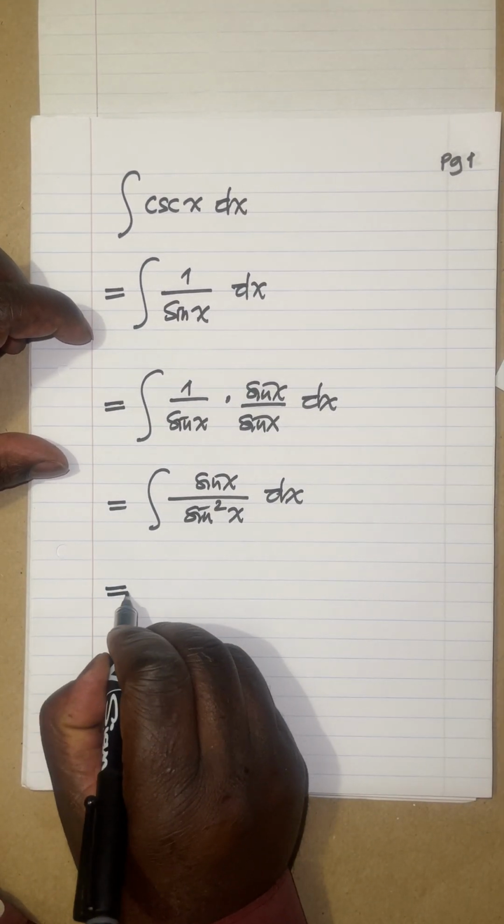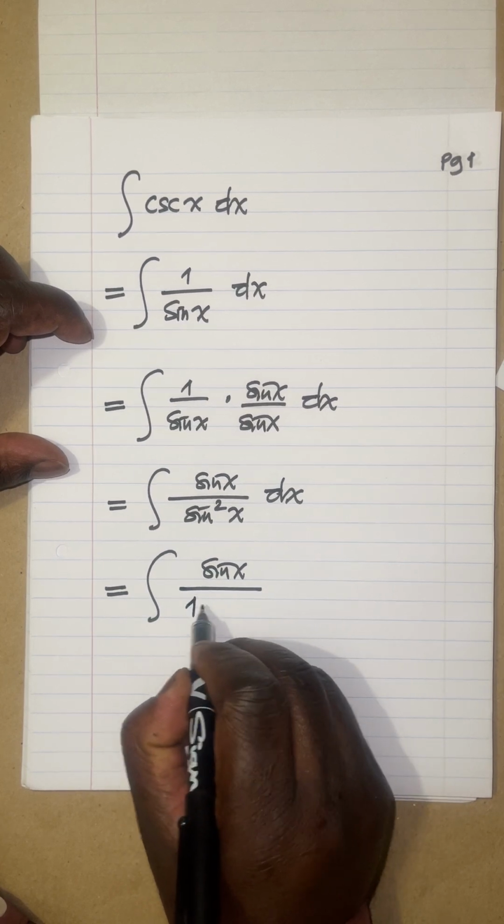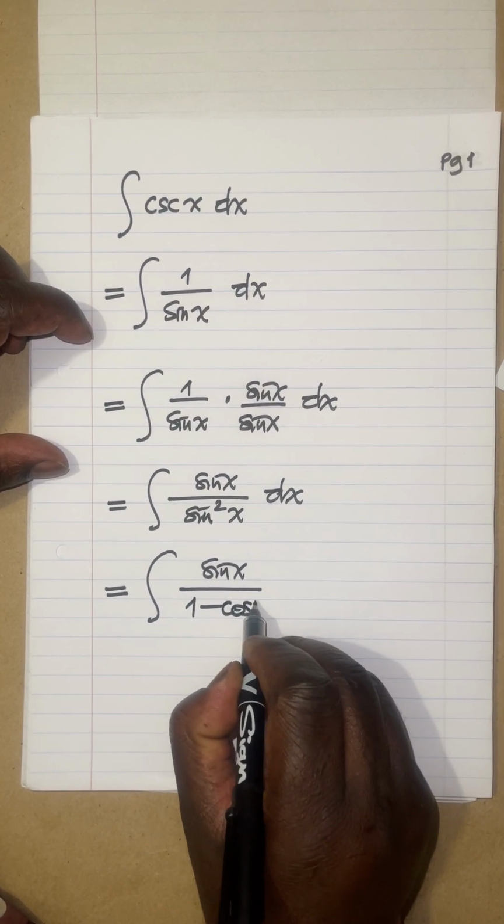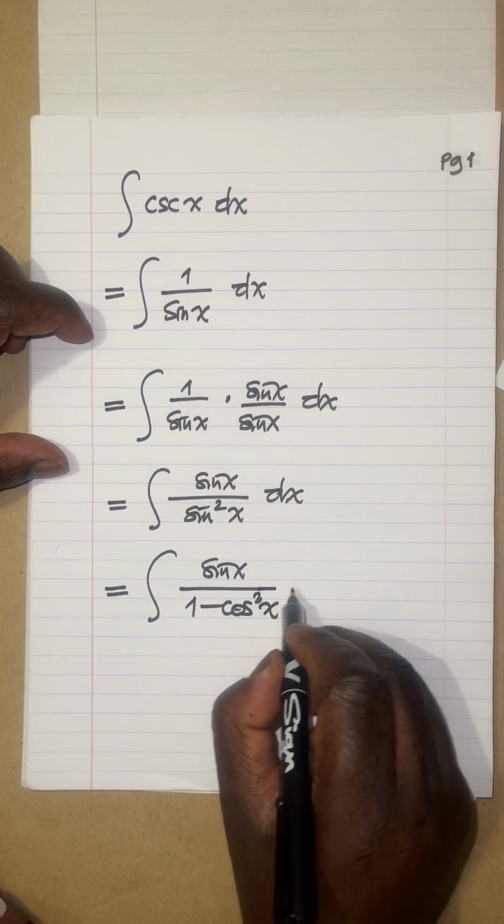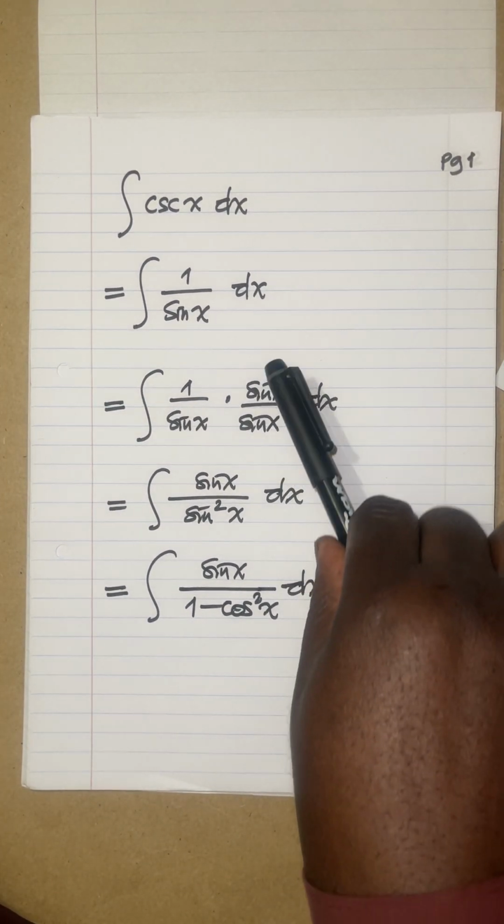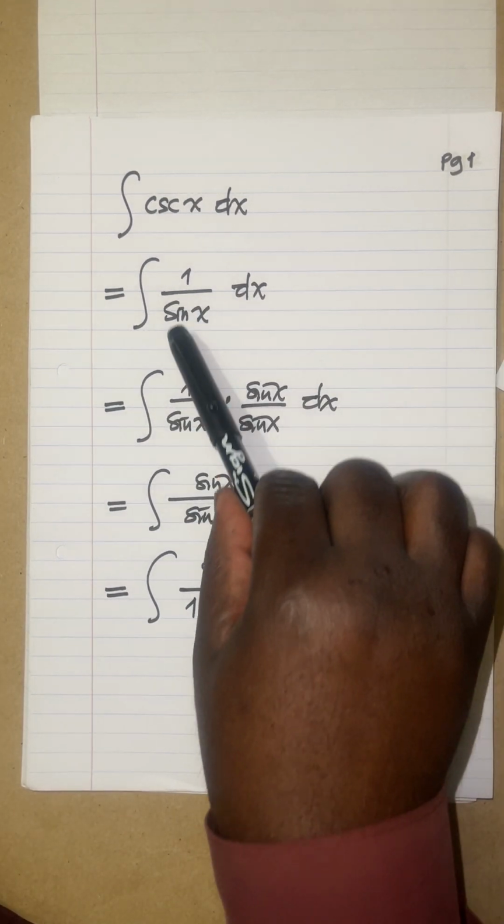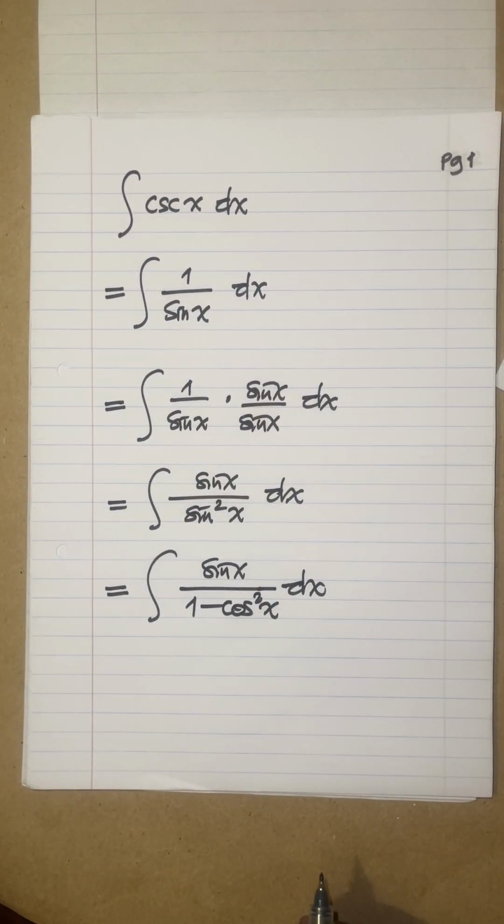Now this is equal to the integral of sine x all over 1 minus cos squared x dx. Now remember, this is the special one I spoke about. You can cancel this and you're back to the original integral, which is 1 over sine x, which is actually cosec x.